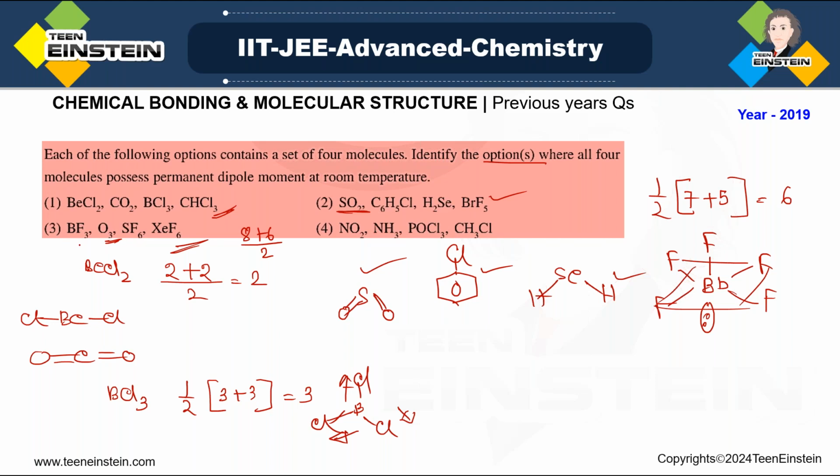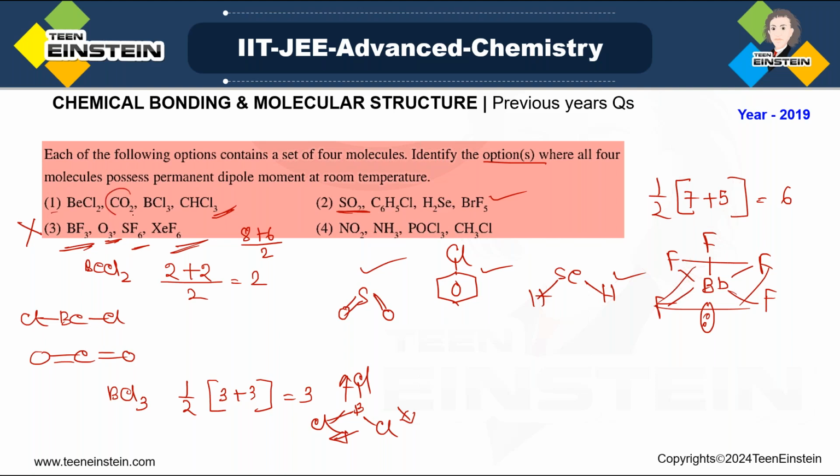In any options, if you see BF3, it is non-polar, you already know. There is no permanent dipole moment, so you can easily cancel this. You don't have to even move to SF6 or XeF6. One molecule with no permanent dipole moment is enough to cancel the option. I'm just doing it for extra information, but 3 options you can cancel.